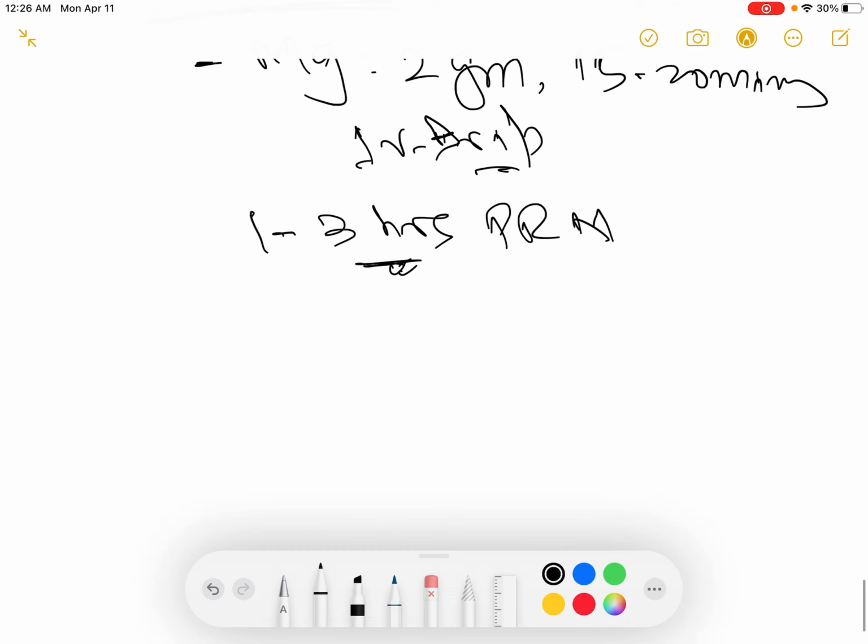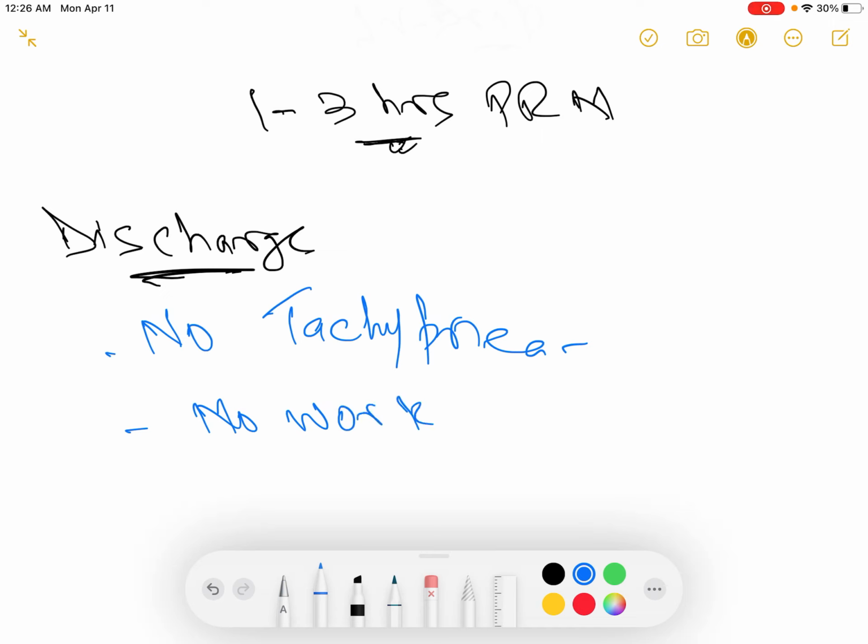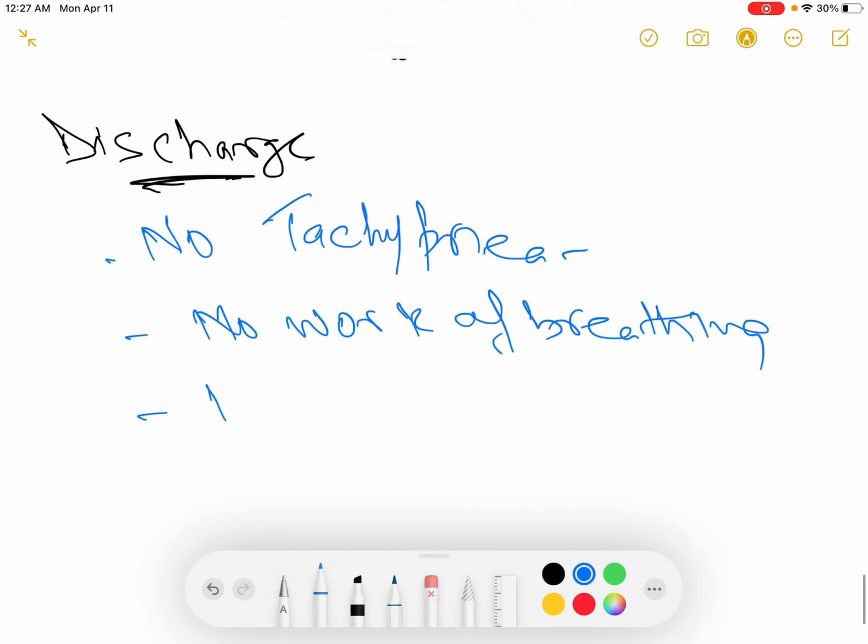If you do decide to discharge the patient, something you want to make sure of is that the tachypnea has resolved. They have no tachypnea, no work of breathing, and no hypoxia. And overall, you want to have the feeling that the patient does look good to you. This is clinical judgment. Otherwise, you can just admit the patient.